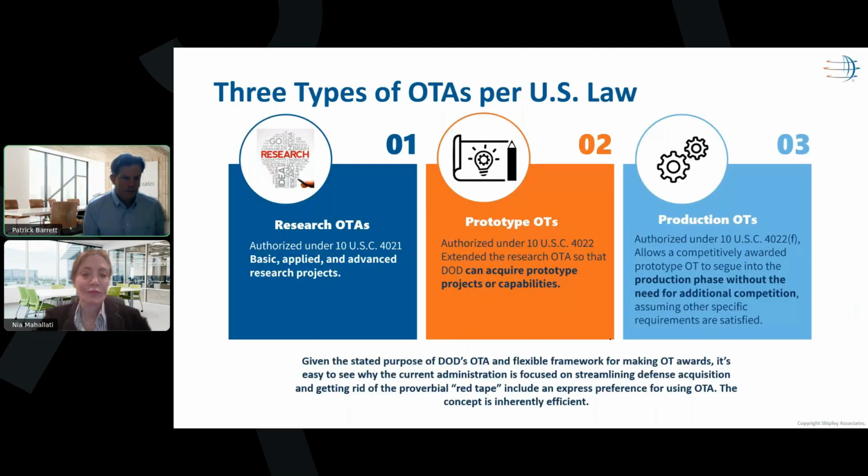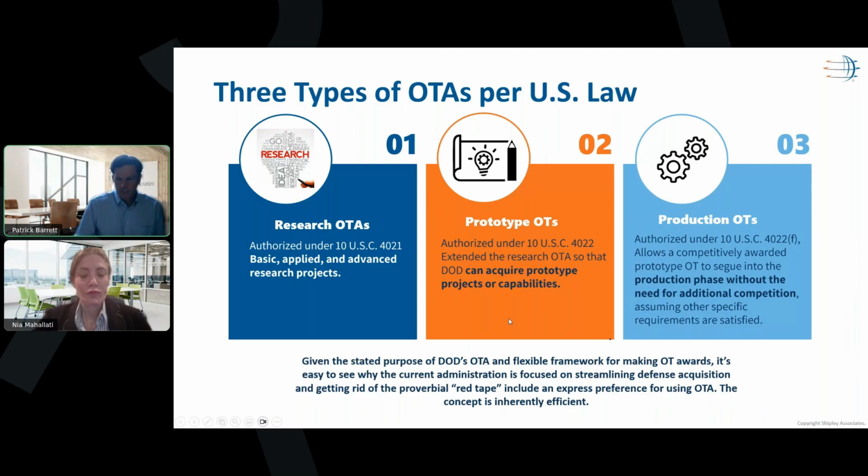So there are multiple types of OTAs per United States law. There are three different types: research OTAs, prototype OTAs, and production OTAs. Predominantly, what most companies are probably working with are prototype OTAs today, but I'm just going to briefly cover all three. A research OTA is essentially put in place to help pursue dual-use technologies through basic, applied, and advanced research. And there are formal definitions of basic, applied, and advanced. Essentially, the goal is to build that research project to come up with a dual-use technology that then could be prototyped, and that's where you move into prototype OTAs.